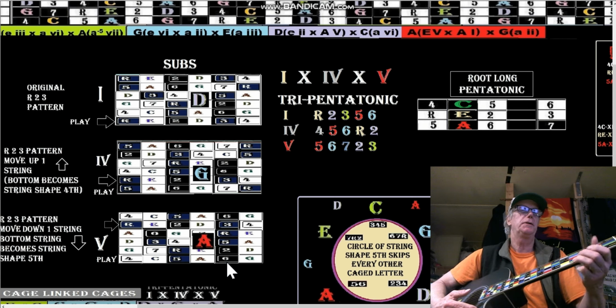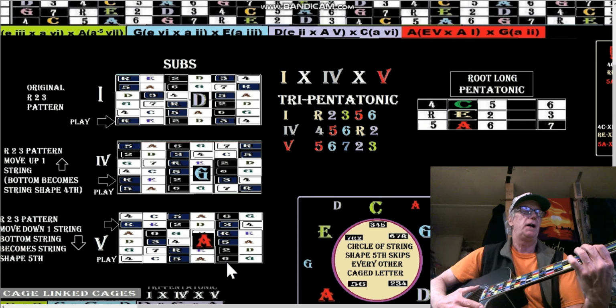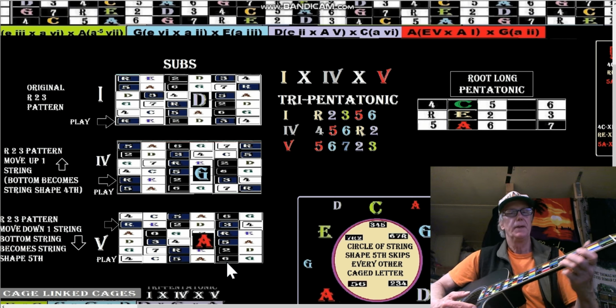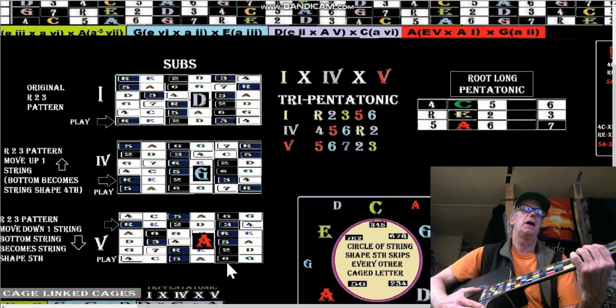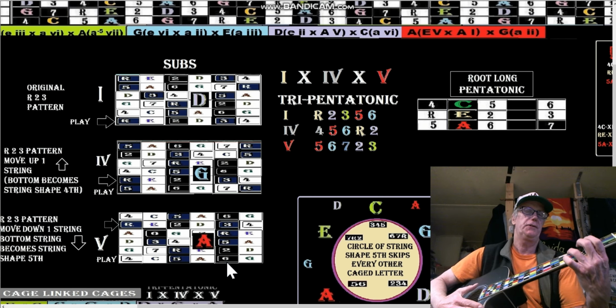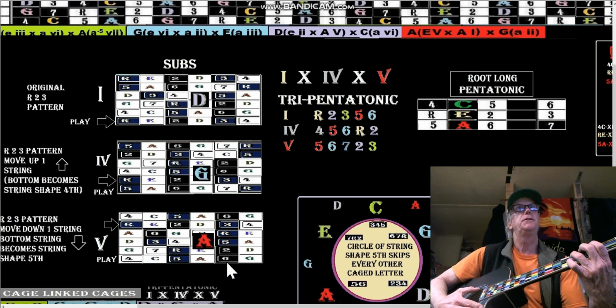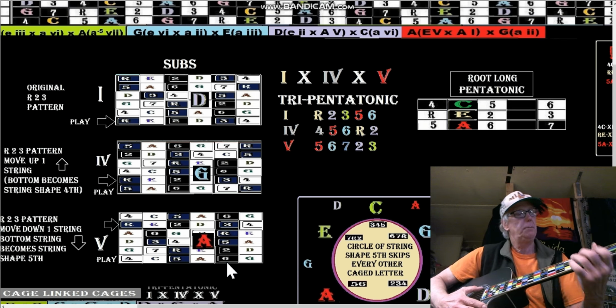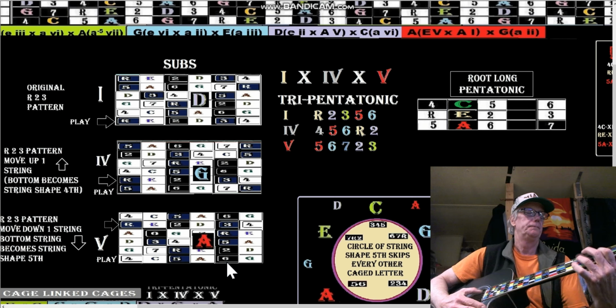Okay, then we're going to move the pattern up. So we've got 5, 6, and then into a G pattern. And then move the pattern down. We've got 4, 5, 6. We're just going to play the 5, 6, the outer 5, 6, into the A pattern. And back to normal.